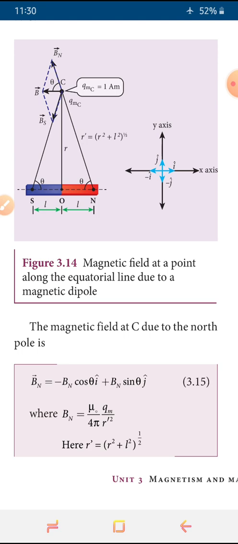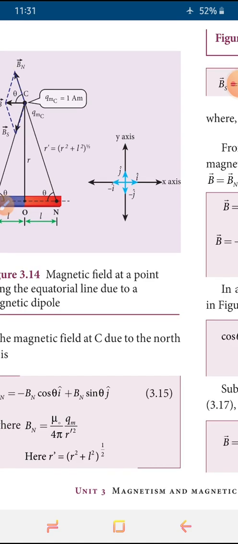And now from the previous derivation in the axial case, we used the Bn value. So the B value we can write as mu naught divided by 4 pi, Qm divided by R dash square. This is the previous one. And we know from the figure 3.14 the hypotenuse value: R dash equals R square plus L square, whole power 1 by 2. Okay, and now see the next step.